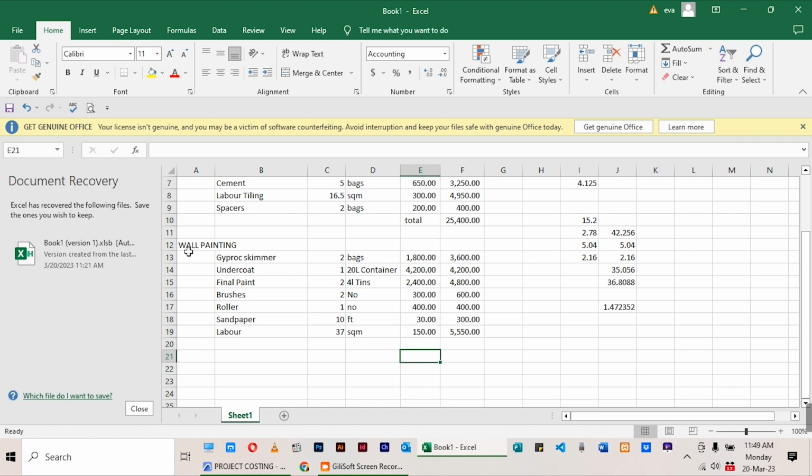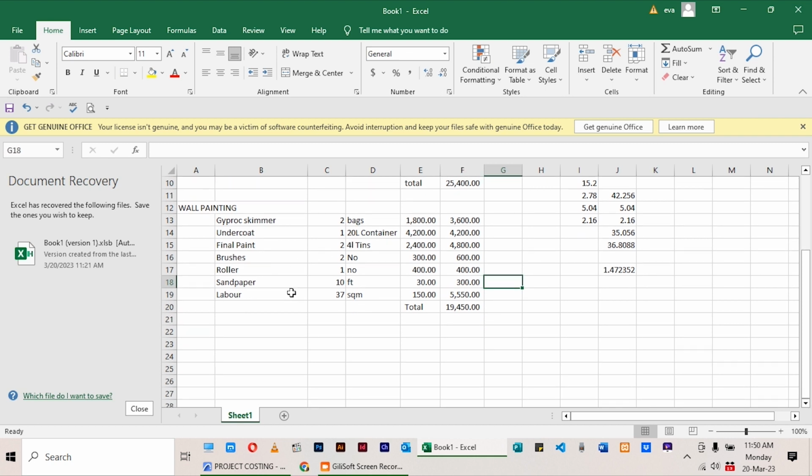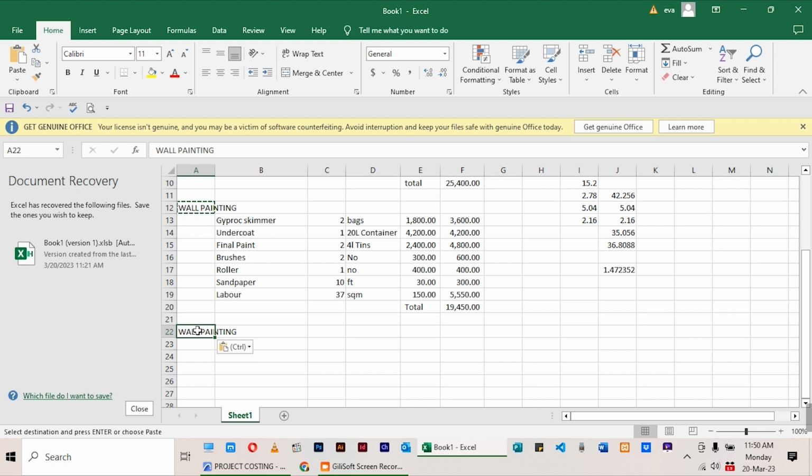Let's see whether we've forgotten anything. We have gyprock, undercoat, finer coat, brushes, roller, sandpaper, and we are good to go. Again, let's get the total. Is equals to sum. That's the price. Now let's do the ceiling.